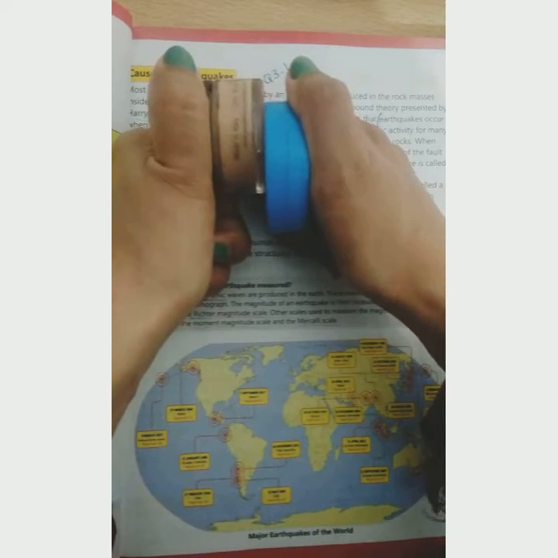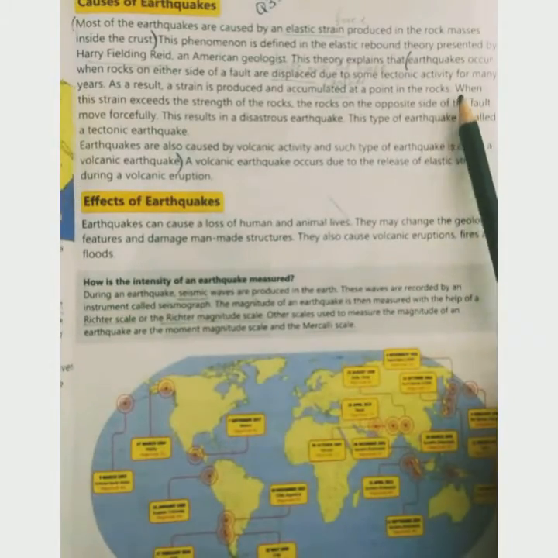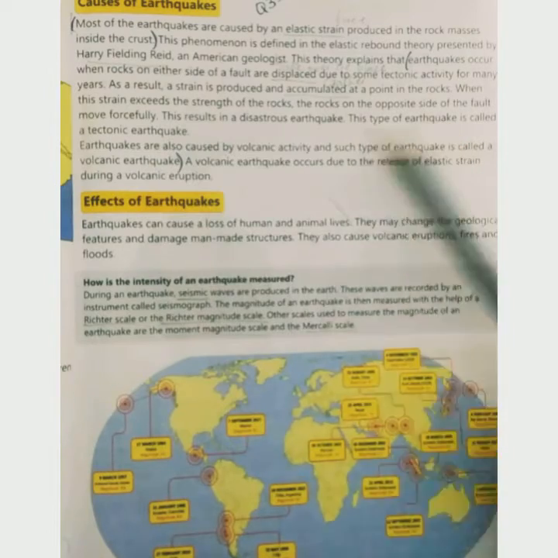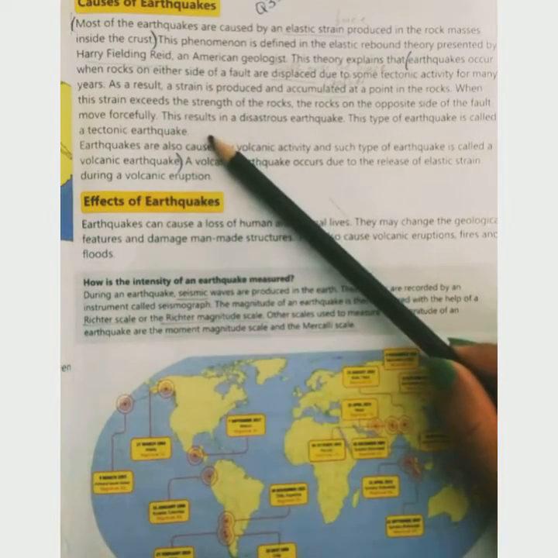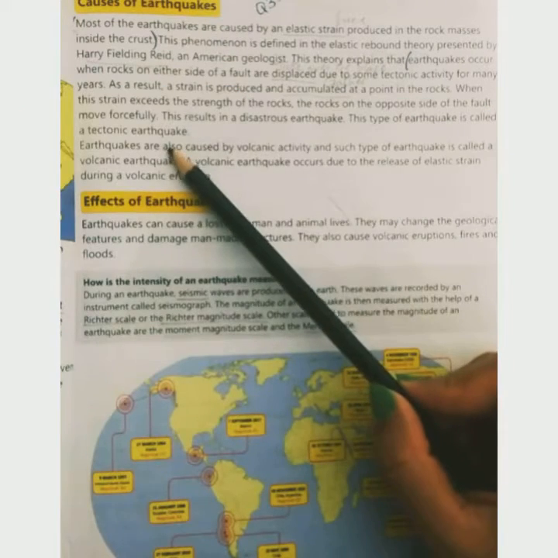These waves will travel through the earth's crust, and here they are saying the same thing, that when this strain exceeds the strength of the rocks, the rocks on the opposite sides of the fault move forcefully. This results in a disastrous earthquake, and this type of earthquake is called a tectonic earthquake.